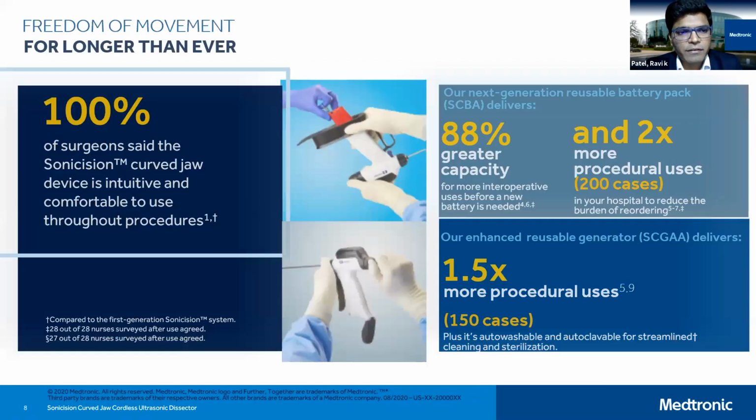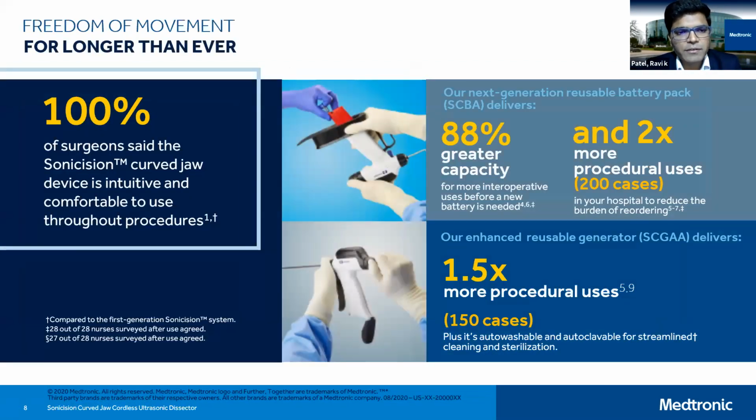How is the feedback of our device? So we have found that 100% of surgeons said that the Sonicision curved jaw device is intuitive and comfortable to use throughout the procedure. Also, our next generation reusable battery pack has 88% greater capacity and also double the procedural cases. Now the battery has more life, 200 cases in one battery. So it will reduce per procedural cost. And also the generator has more procedural uses. Now it has 1.5 times more cases than the generation 1 device. So 150 cases per generator.